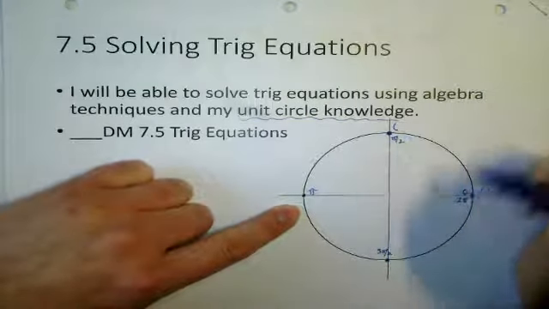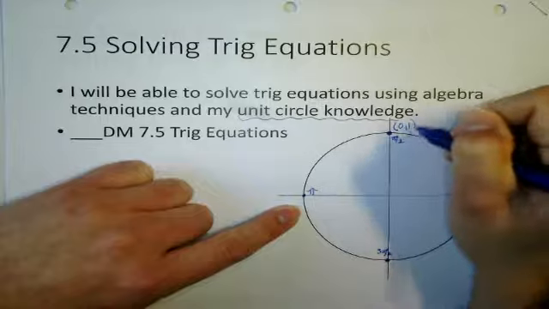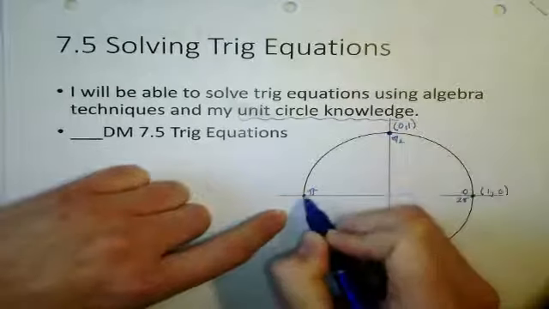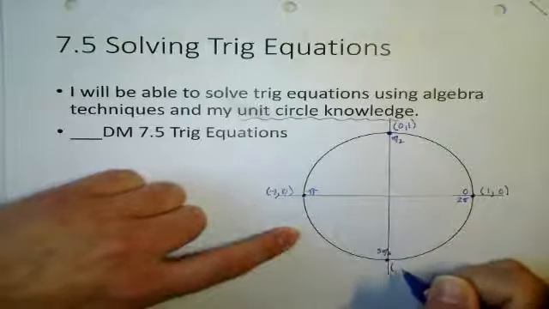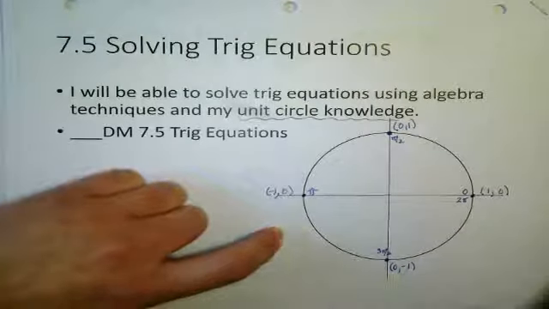Our ordered pairs at these quadrantal angles, right here, (0, 1), pi is (-1, 0), and 3 pi over 2 is (0, -1).